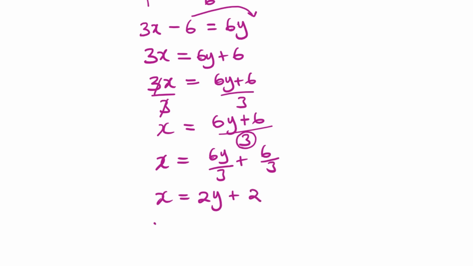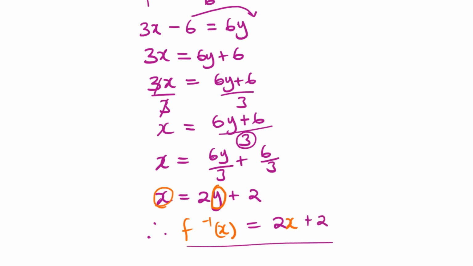So therefore, remember, now change where there is x, you write f inverse x is equal to, where there is y, we are replacing by x, so 2x plus 2, and this one will be our inverse.